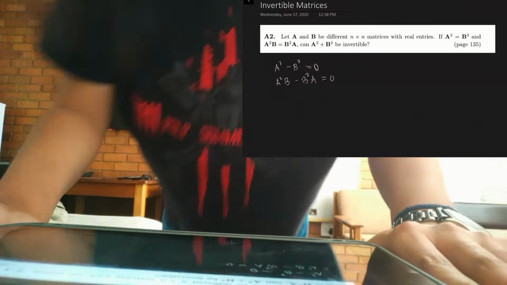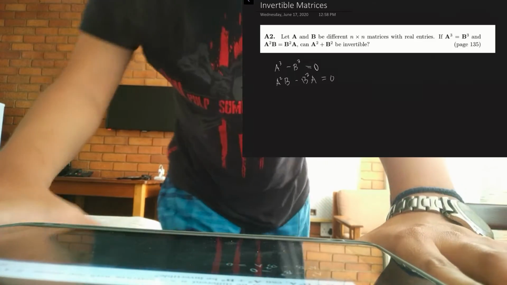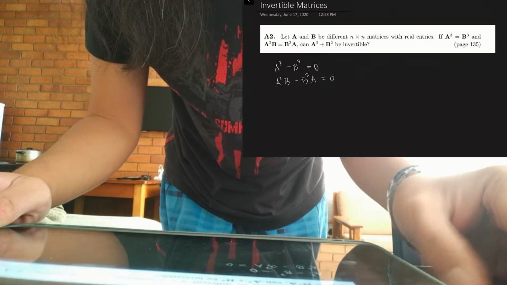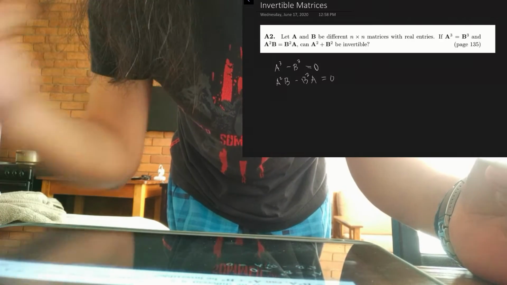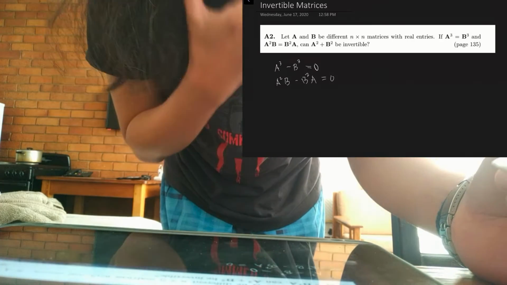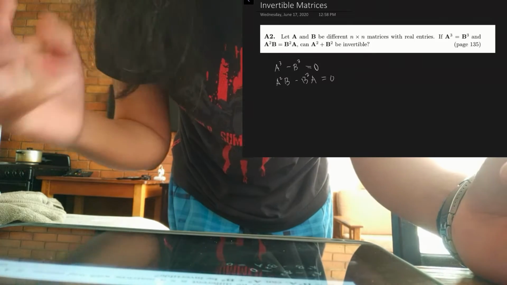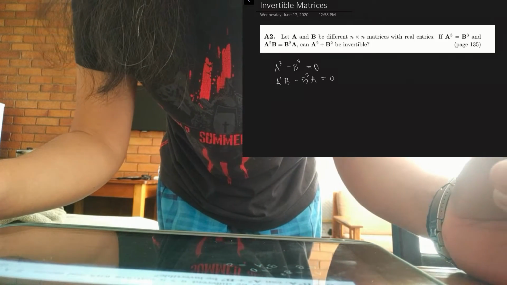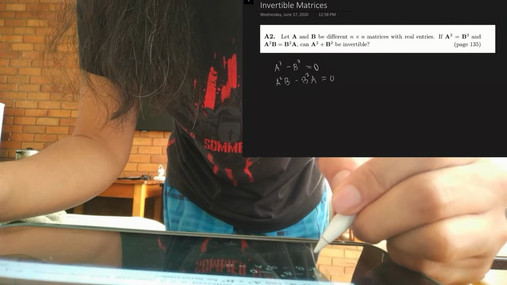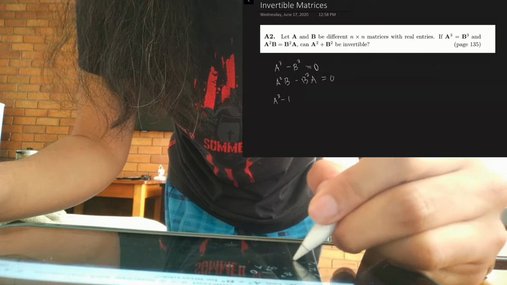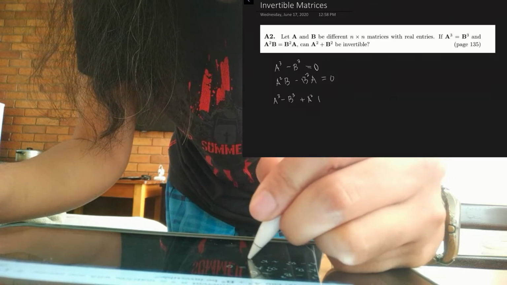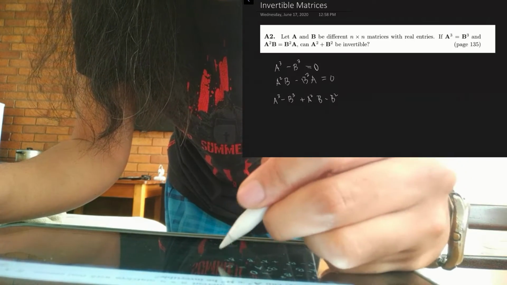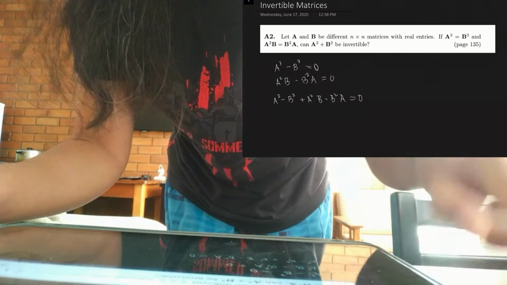Okay, so what do we do here? I'm thinking we can add these two equations and then attempt to extract A squared plus B squared from it, and then see if we can find any property that is true to that expression. So we can have A cube minus B cube plus A squared B minus B squared A equals 0.